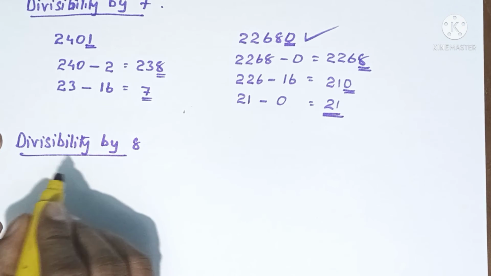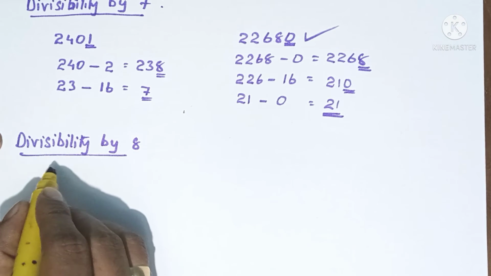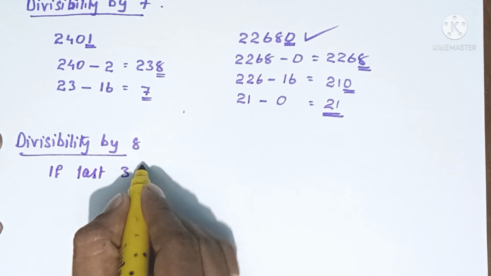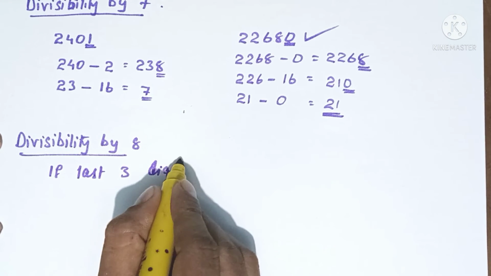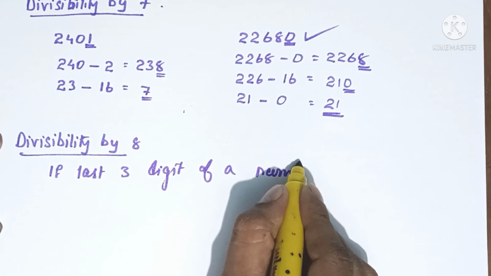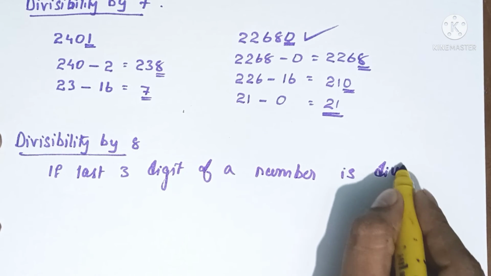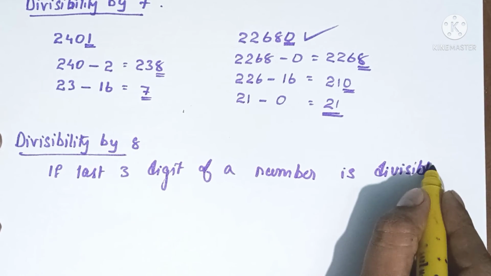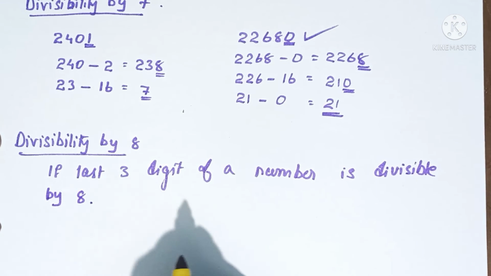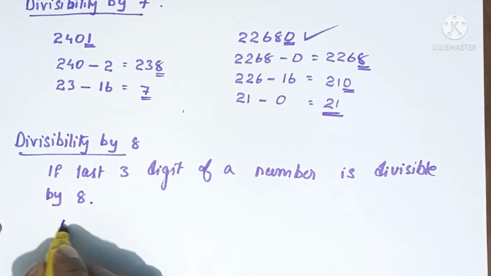If the last 3 digits of a number are divisible by 8, then that number is divisible by 8. So we can see an example.